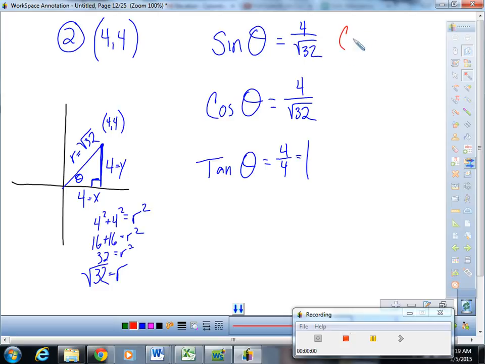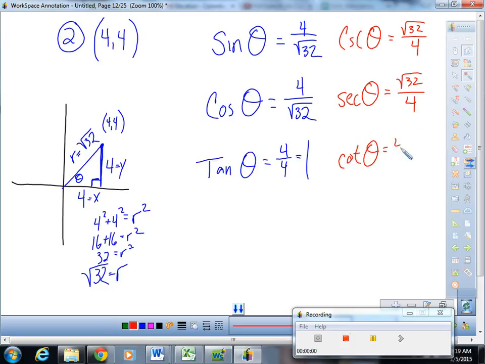Cosecant of theta is radical 32 over 4. Secant of theta is radical 32 over 4. And cotangent of theta is that. Okay?